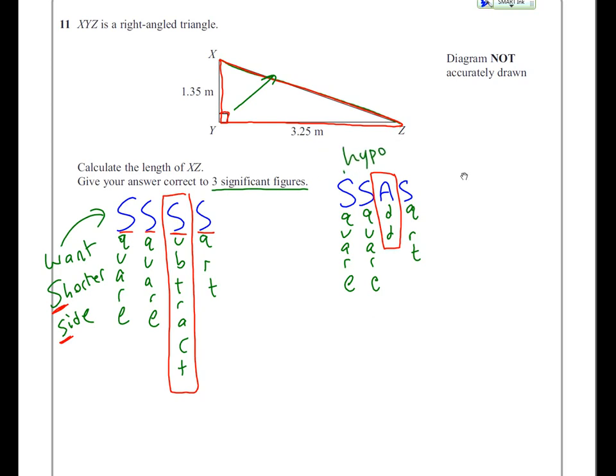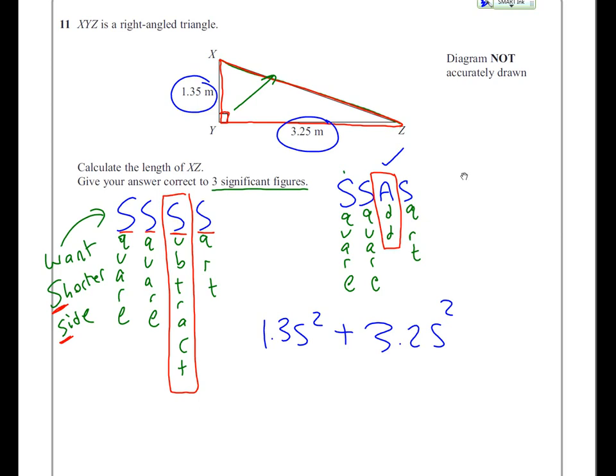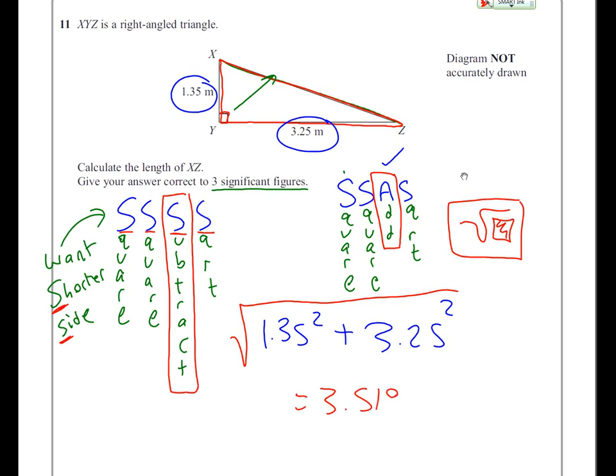Hypotenuse. Okay, so we're going to do square, 1.35 squared, square, 3.25 squared, add, and then our answer is going to be square rooted. That's the proper way to write it, but don't worry too much. On your calculator, 1.35 squared plus 3.25 squared. Press equals, then press square root, which is this button, by the way. Let me find it on my calculator. There it is. Answer, ANS, equals 3.5192, etc., etc.